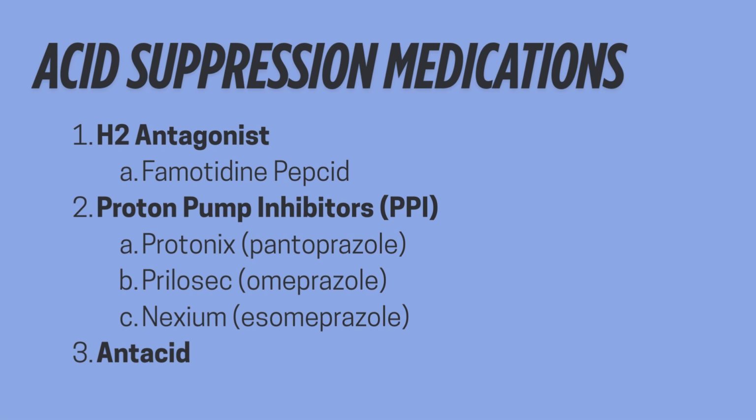So under H2 antagonists, we have famotidine, commonly known as Pepcid. Under the PPIs, the brand name is Protonix, the generic name is pantoprazole. And then we have Prilosec, that's the brand name, the generic name is omeprazole. And I see these 2 in my patients' notes all the time, very common, so get familiar with these 2. And then the third one, Nexium, generic name esomeprazole. And then the last one, antacid, that's just the common antacid.